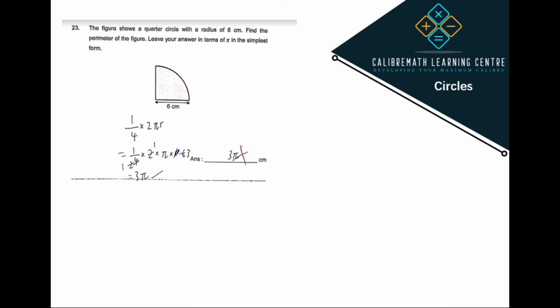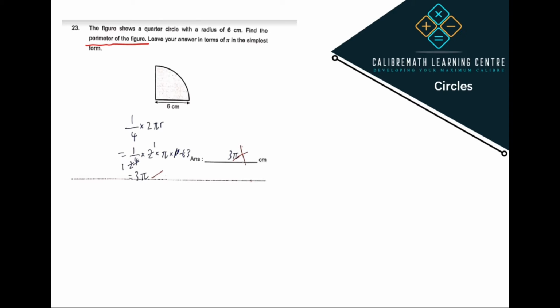Looking at the common mistake that students make in the topic of circles. I have an example here of a student's working. So let's take a look at what went wrong in his solution over here. In this question, the question wants us to find the perimeter of the figure and then leave your answer in terms of pi in the simplest form.